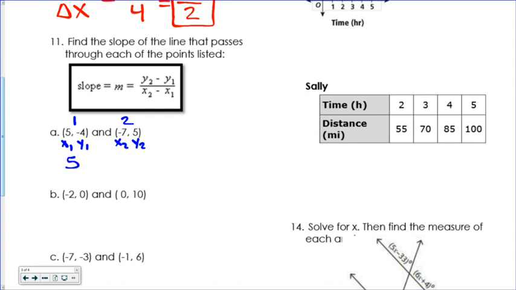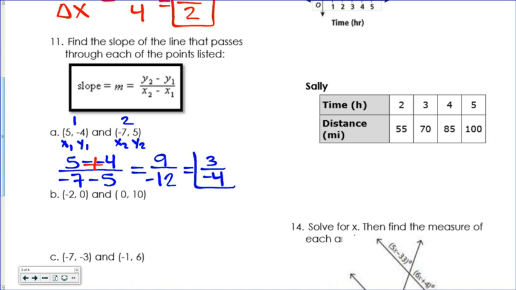So we have 5 as y1 minus a -4 for y2. Then we have x2 is -7 minus 5. The two negatives next to each other become positive. So 5 plus 4 is 9. -7 minus 5. I have two negative numbers. Add them and keep your negative. You end up with -12. And this simplifies to 3 over -4.